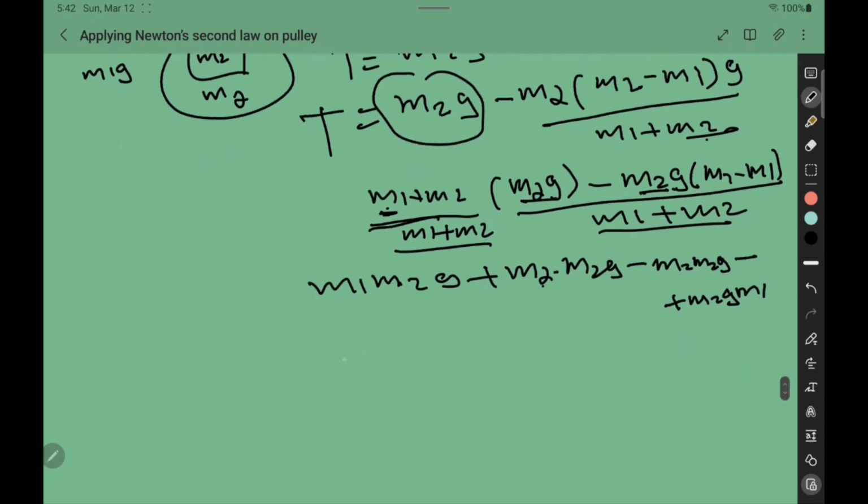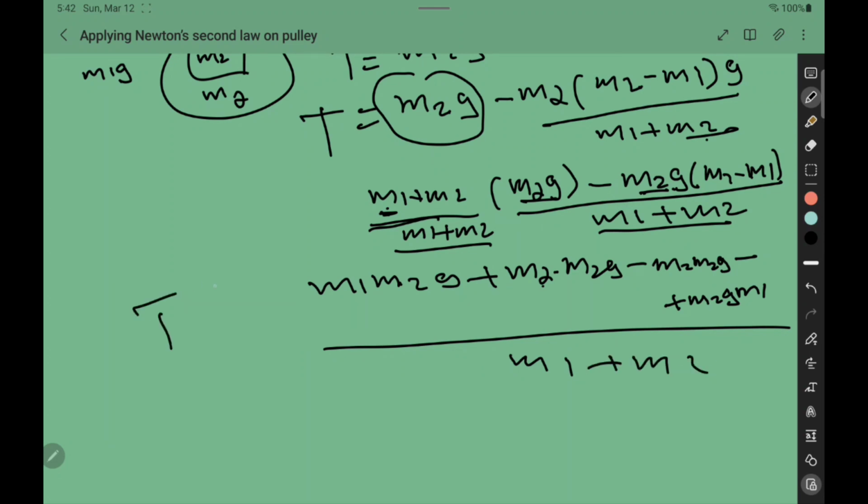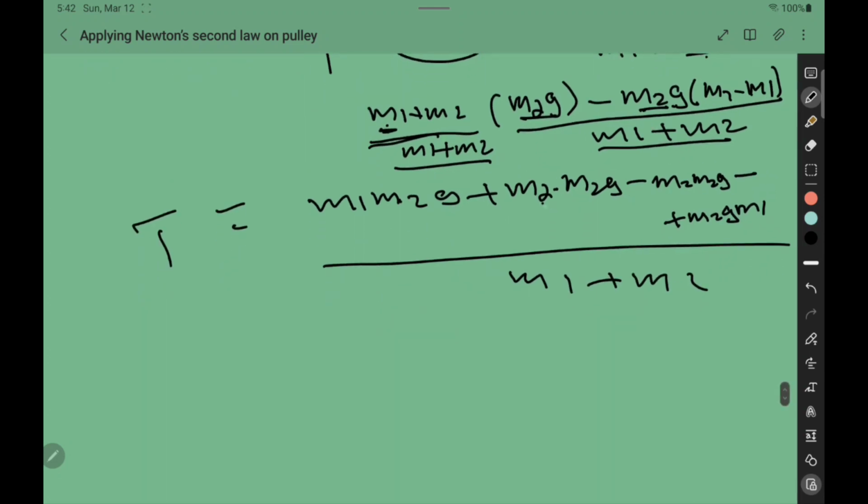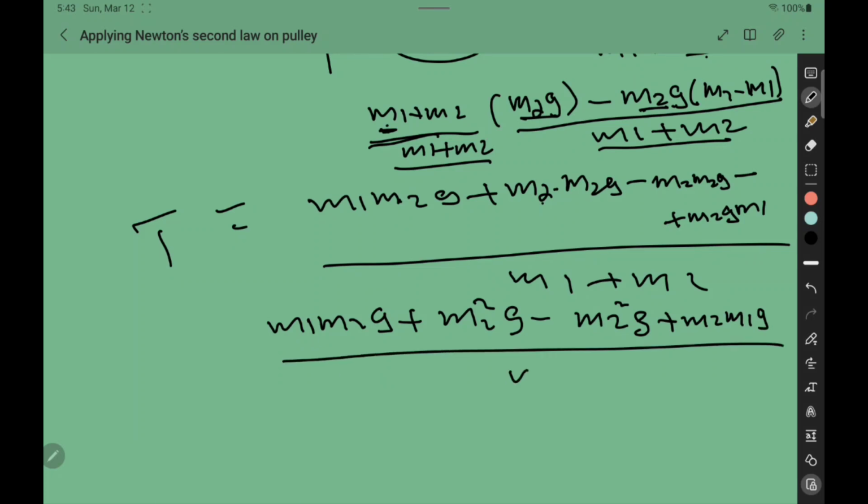Now everything over mass 1 plus mass 2, so the tension is equal to, when you do this, mass 1 mass 2 gravity plus mass 2 squared gravity, minus mass 2 squared gravity, plus mass 2 mass 1 gravity, over mass 1 plus mass 2. That will be the result.